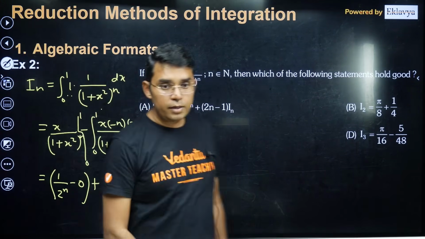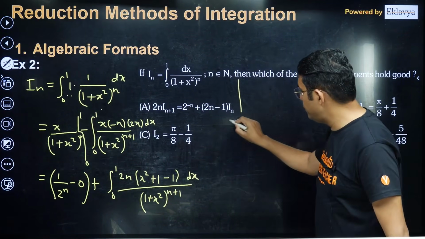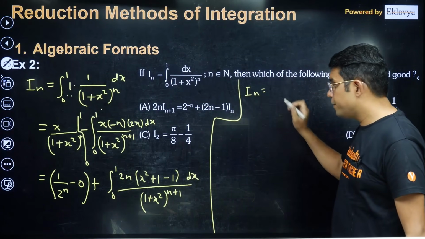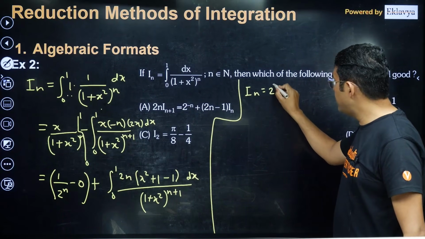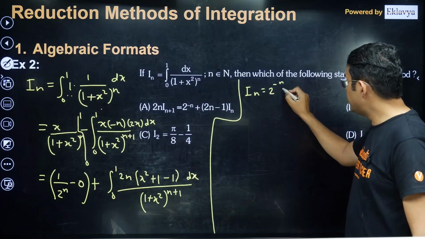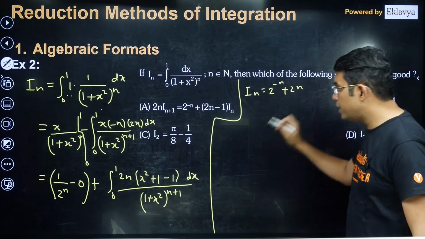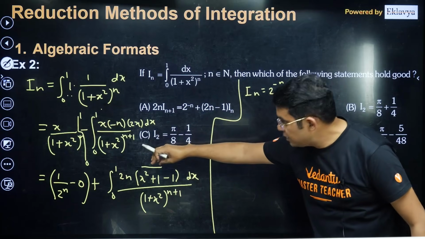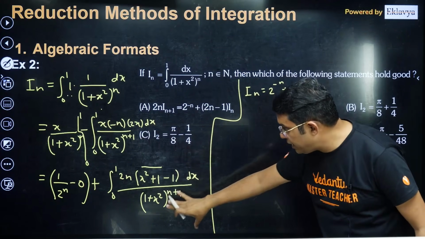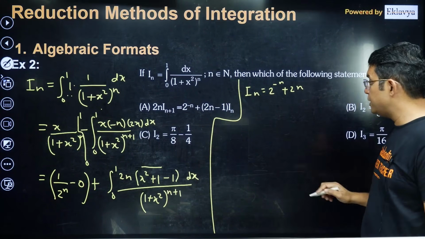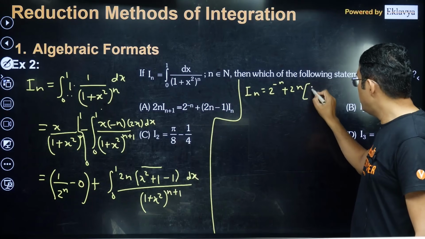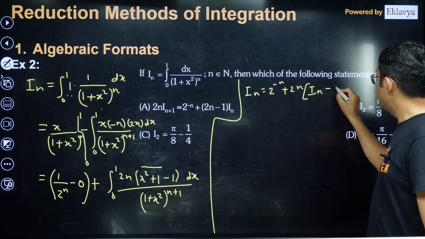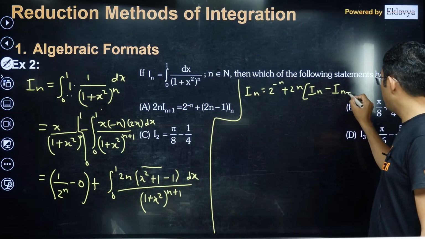Okay, now let me solve this question here. Let me use this space. So this In is coming out to be 2 power minus n, plus 2n if I take common outside. So x square plus 1, if I write it separately, divided by (1 plus x square) power n plus 1, I think this will give you In only, minus it will be In plus 1.